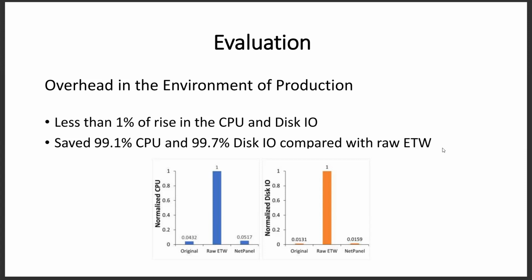However, when NetPanel is deployed on production machines, it efficiently manages the resource consumption by only retaining data from the top ports, as explained in the section. As a result, the rise in total CPU and disk input-output usage is less than 1%. So this means that NetPanel saves a very significant amount of resources by reducing the CPU usage by 99.1% and disk input-output by 99.7% when compared to using the raw ETW.